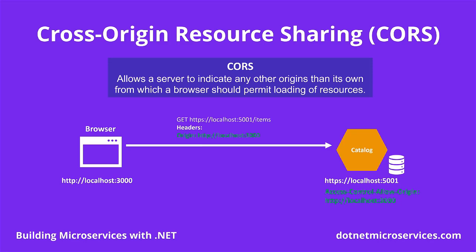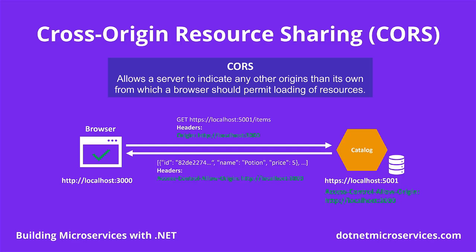Once catalog sends the items data back to the browser, it appends this header to the response. The browser now compares the value in the origin header it sent to the value in the received access control allow origin header. Since they match, the browser now allows the response data to reach the front end. This works for simple requests like GETs, but for POST, PUT, and other methods, things work a bit differently.